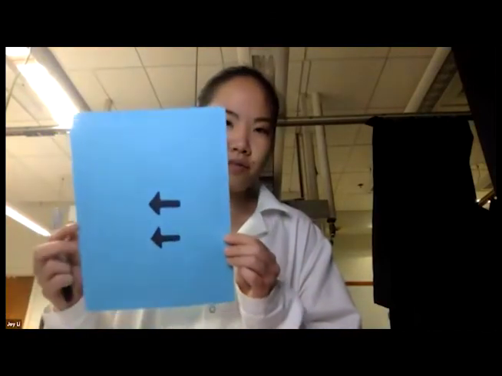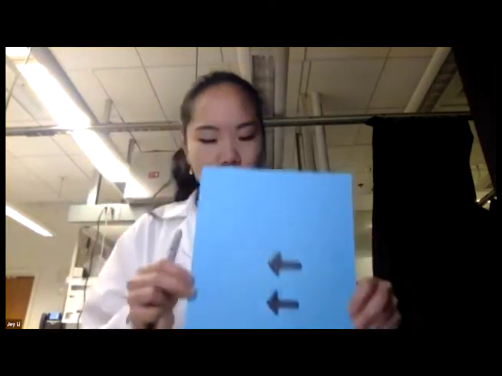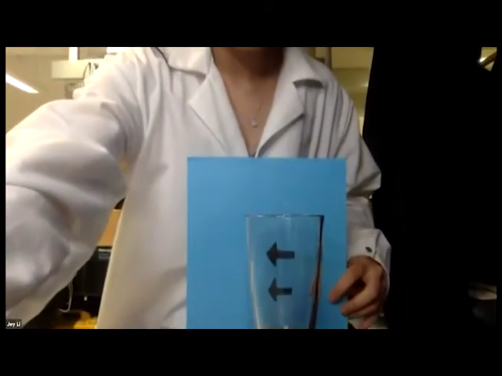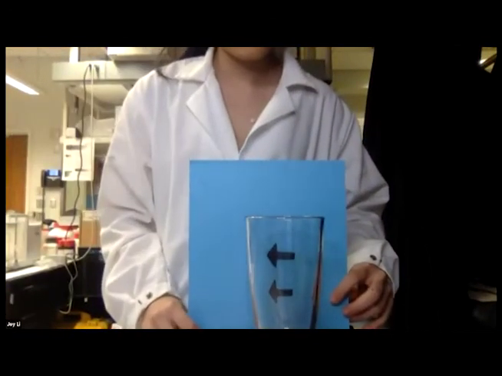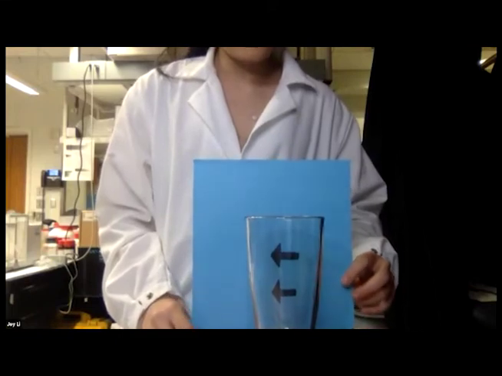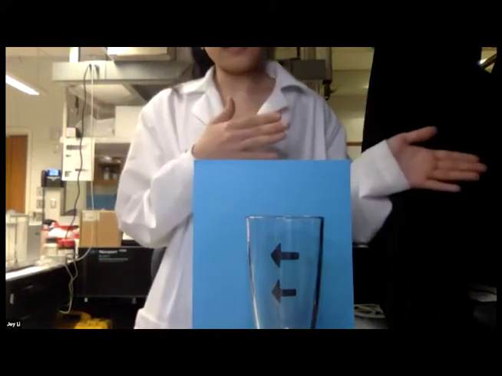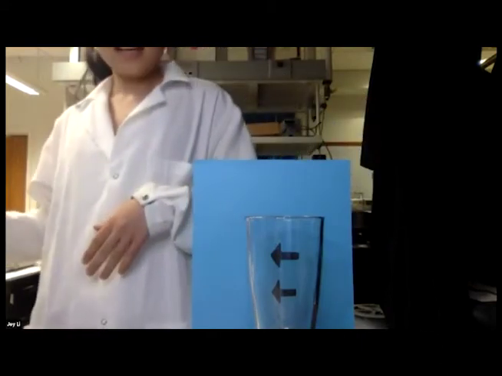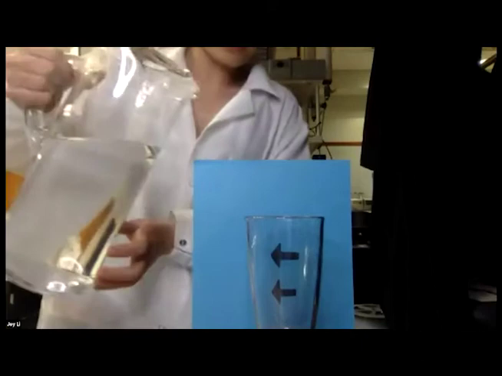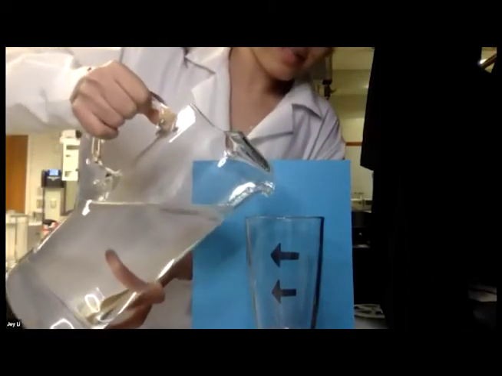So what we want to do is draw 2 arrows, or just 1 arrow, on this sheet of paper and place it behind the glass. I have it all set up here. And note which direction the arrows are pointing. They're both pointing that way. So now I'm going to slowly add water to the glass.